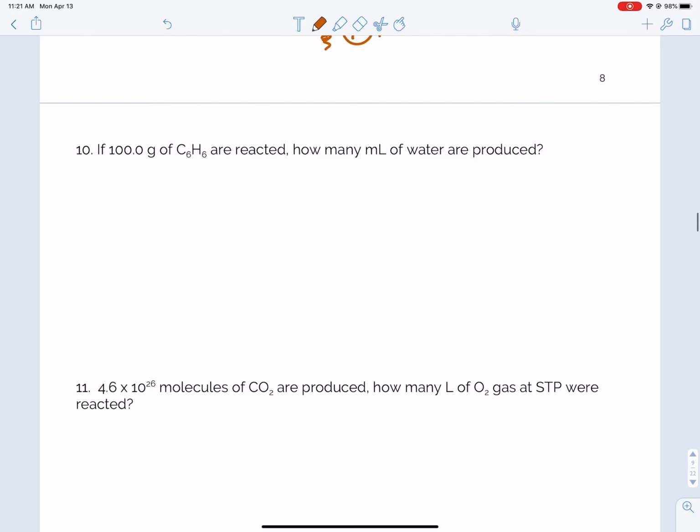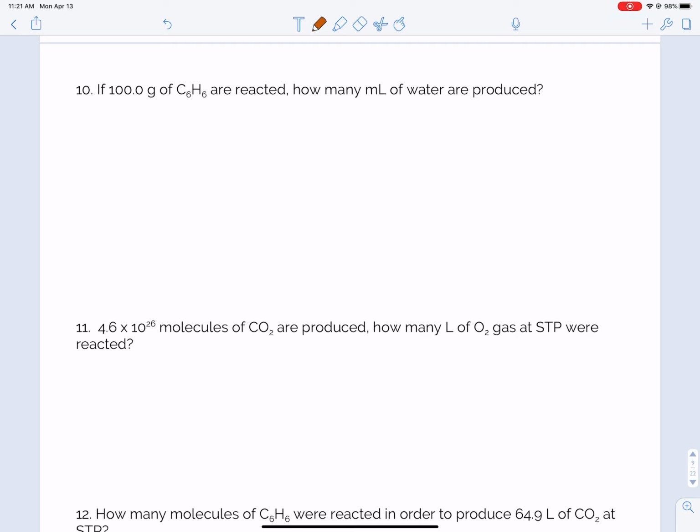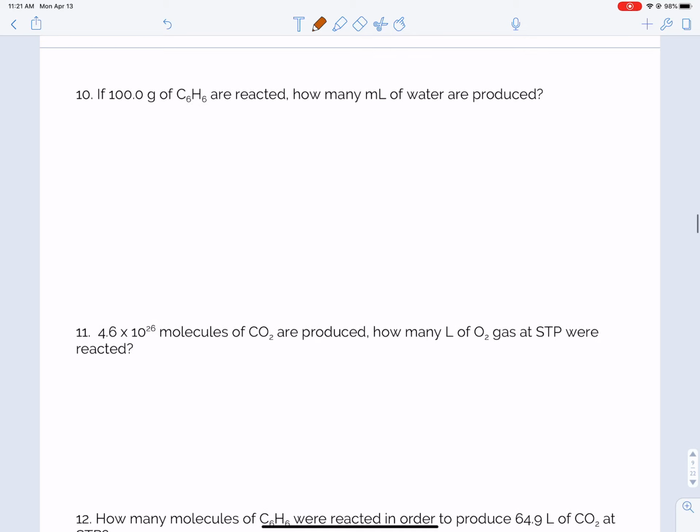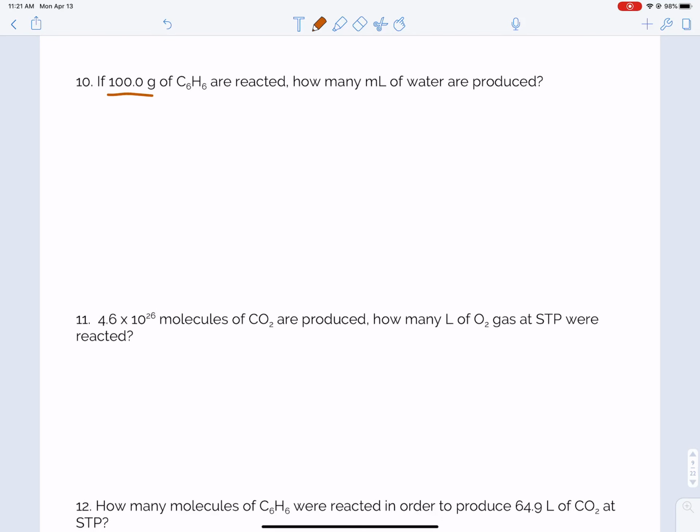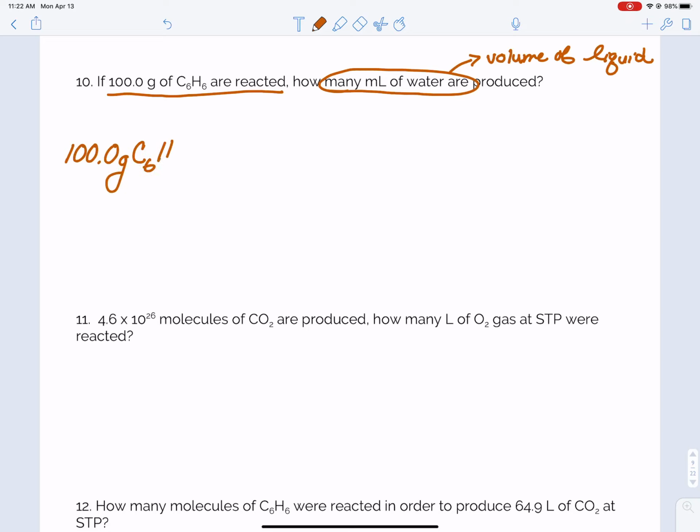Okay, so we're going to continue on onto page 9, and we're going to do the 3 problems on page 9. So number 10, if 100.0 grams of C6H6 are reacted, so this is my clue, how many milliliters of water are produced? Milliliters of water, that's volume of a liquid. That means I'm going to use density. So I start these problems out all the same. I take the number that's given to me and I write it out front, C6H6.